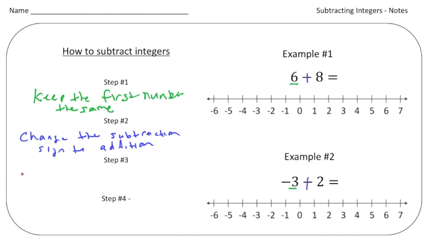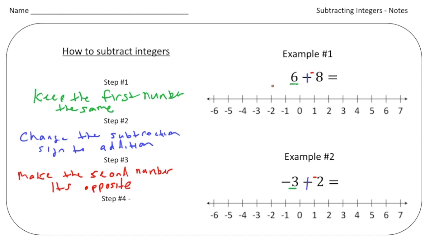The third step, we're going to make the second number its opposite. So for the first problem, the opposite of 8 is -8, and then the opposite of 2 is -2.